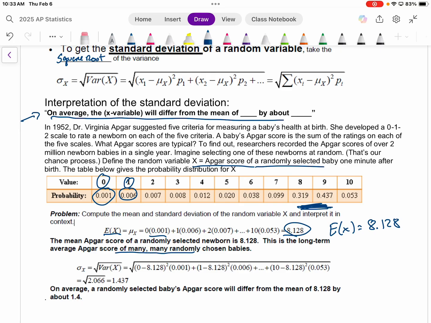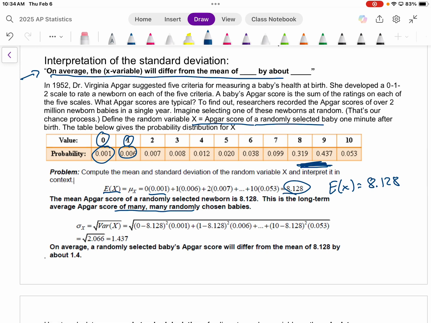Your standard deviation: they took each data value, each score, subtracted the mean from it, what we just found, squared it, then times it by the probability. Did that for each one, added those up, took the square root. Here's my standard deviation of the distribution. Again, if I wanted the variance of the distribution, my variance of X, well, that was the 2.066. All right, so that number right in here, that was my 2.066. That was my variance of X.